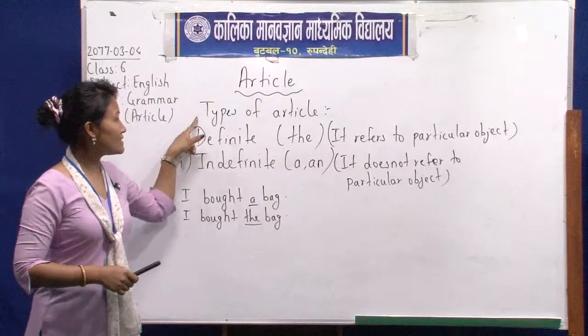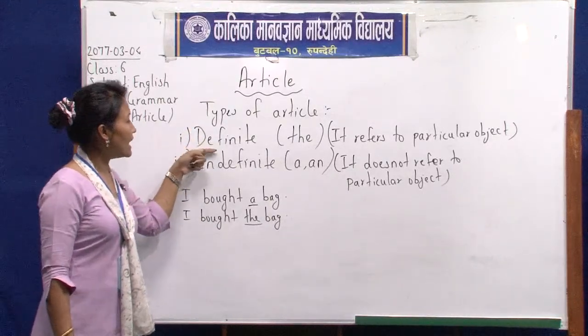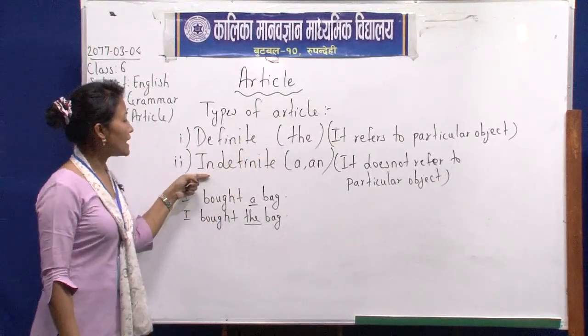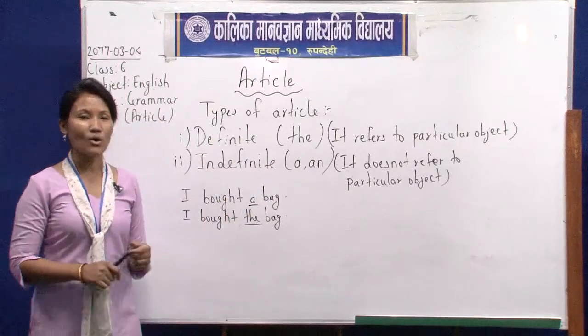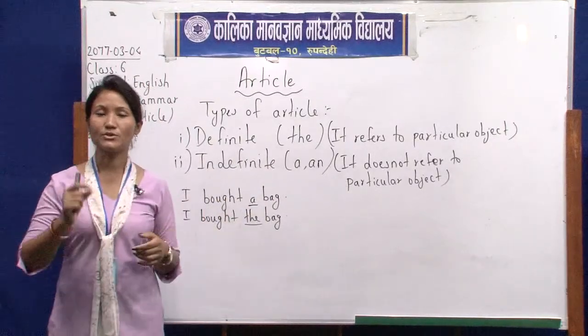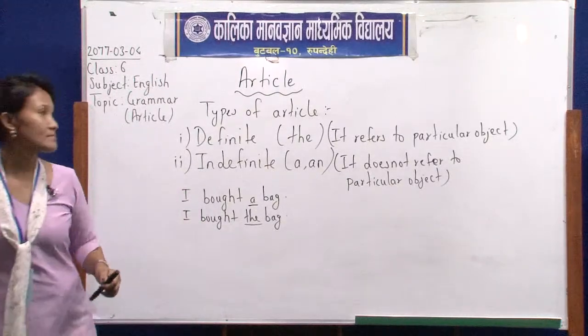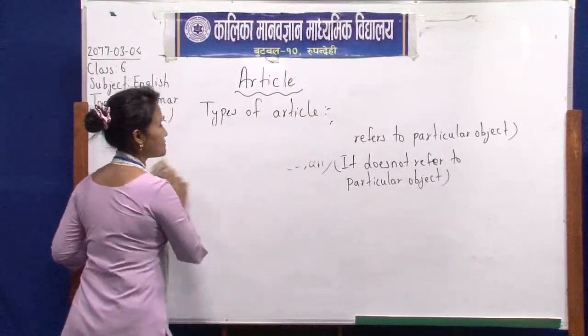So articles, there are two types. They are definite and indefinite article. Under definite article, there is one article, that is the. And in indefinite article, a and an is there. Now we will go one by one to each article and know their uses. Okay. At first we will go to a.